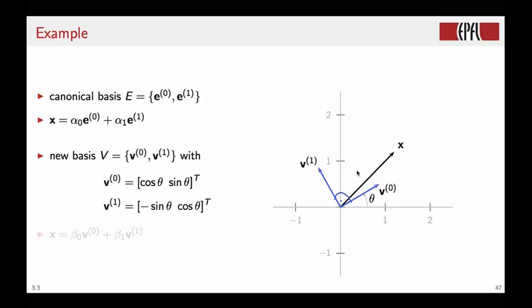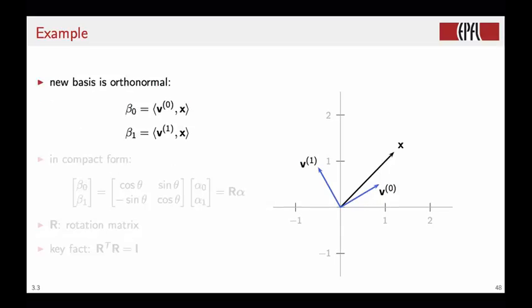You can see this here on the projections. And so x in the new basis is equal to beta 0 V0 plus beta 1 V1. What are the expressions of this? Well, we know this because the basis is orthonormal. So the expansion coefficient beta 0 is equal to the inner product between V0 and x, beta 1 the inner product between V1 and x. Or in compact form, we can just write these inner products as row-column scalar products. So V0 is cosine theta, sine theta, V1 is minus sine theta, cosine theta, as we have seen.